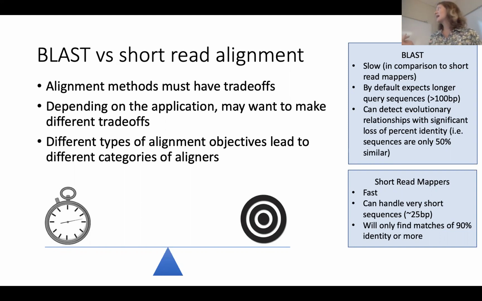Short read mappers, on the other hand, were developed specifically when next generation sequencing emerged, because we had so much data and we needed to be able to deal with it. So they're much faster and specifically designed to handle very short sequences. When next generation sequencing first became commercialized, it was only about 25 base pair reads, so extremely short. They're designed to handle reads down to that size, but they're only going to find matches of 90% identity or more. You're not going to be mapping from human to mouse or from human to plant. You're going to be mapping human to human, possibly human to chimp. The evolutionary relationships you can detect when mapping short reads are limited, because they have to be such a high percent identity.